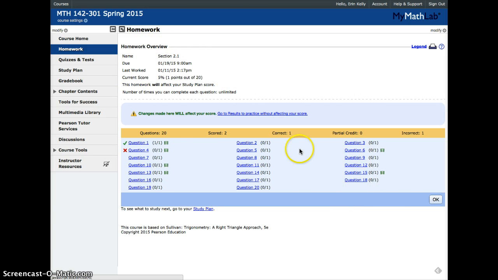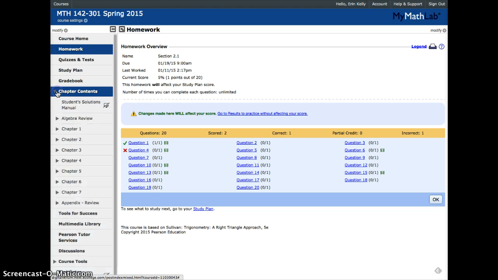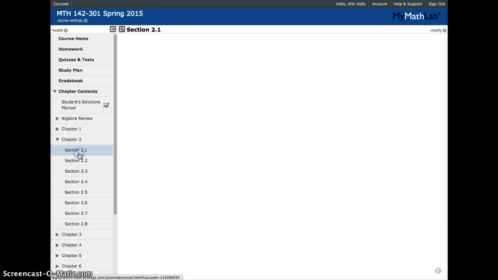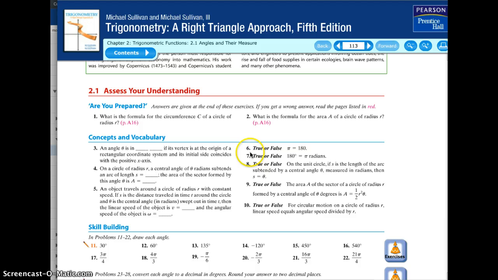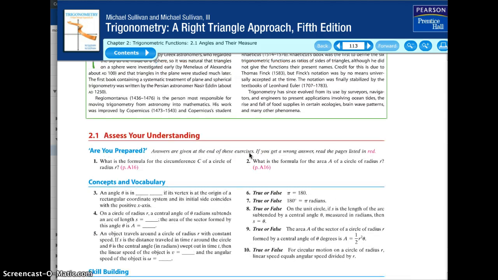The homework assignment page will show you all the problems at once and your progress through those problems. If you want to look at the textbook but you're not working on a homework assignment, you still have access to the full book. That's under chapter contents. Let's look at chapter 2 because that's where we're starting, and we start in section 2.1. There's a video presentation, the e-textbook, and there's also a study plan. To access the book, you would want to click Multimedia e-text, and this opens up section 2.1.